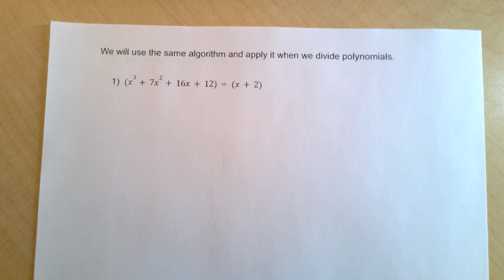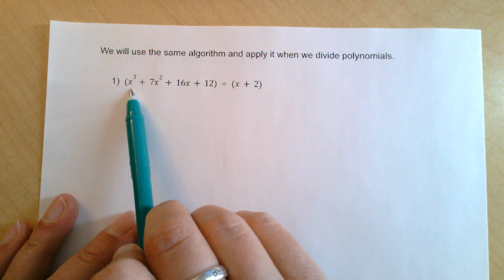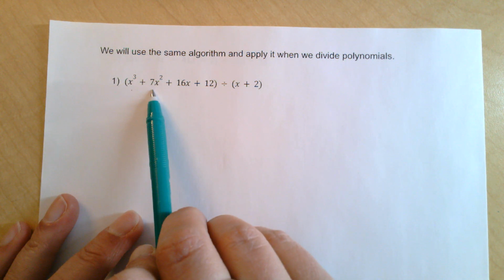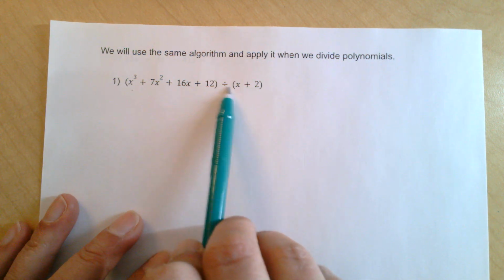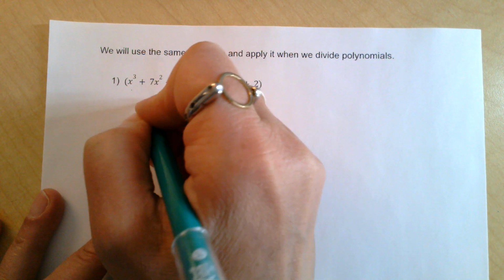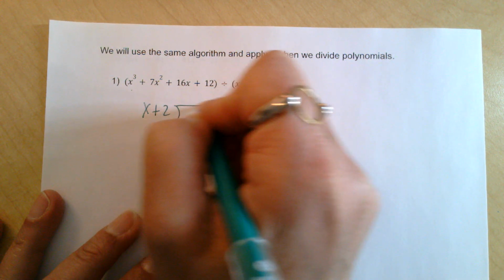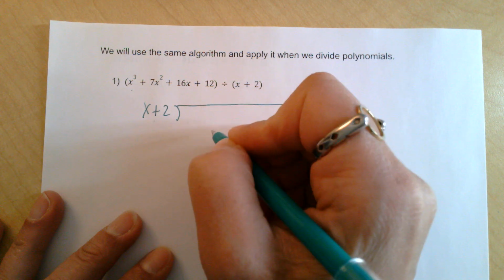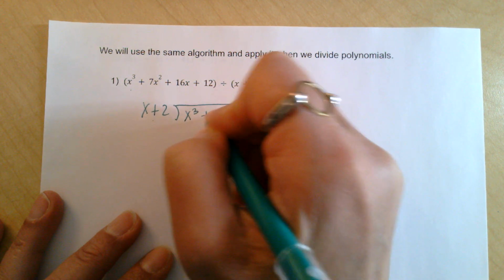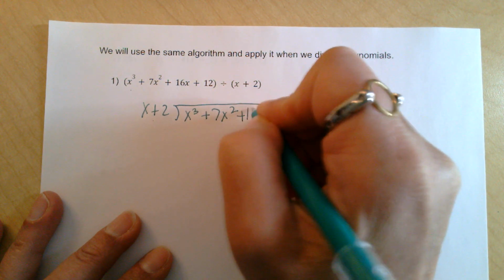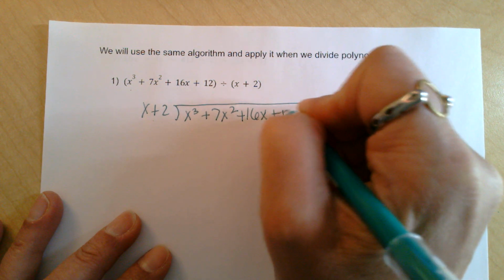Let's get into polynomials. Now that we know the algorithm, let's divide polynomials. I honestly feel that it is easier to divide polynomials than what we were just doing, but we did need the algorithm so that we're able to do it. We're going to be dividing the quantity x cubed plus 7x squared plus 16x plus 12 by x plus 2. Let's write it down exactly like we did the other ones. x plus 2 is on the outside. x cubed plus 7x squared plus 16x plus 12.